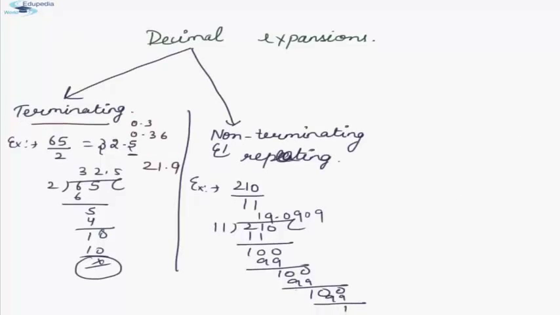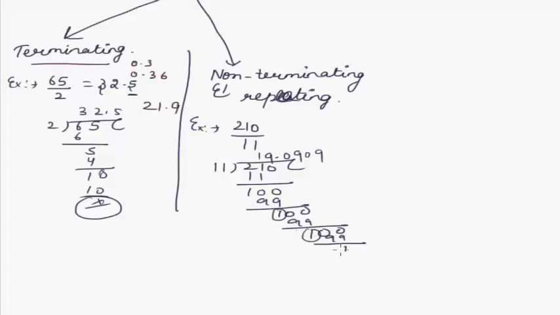that this 1 is coming again and again in the division process, and hence this 09 is coming again and again in the decimal expansion of this number. Therefore, the decimal expansion is 19.09, 09, 0909 and so on. Such a decimal expansion is non-terminating because of this continual process, and the division process will never end, and repeating because this 09 is repeating again and again.